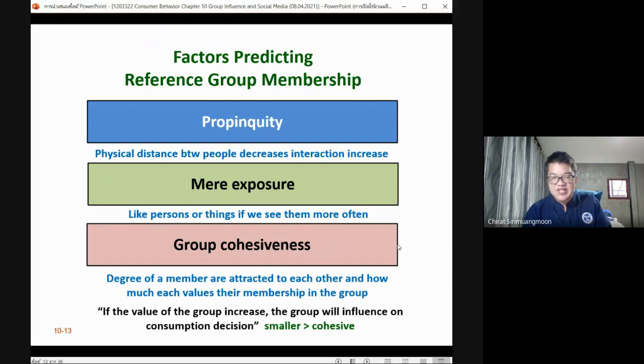Again, group cohesiveness is the degree to which you feel and share in the group, and also the value that you give to the group. So if you have a high position and high responsibility, you tend to have more group cohesiveness, and that is linked to group membership. They say if the value of the group increases, the group will influence consumption decisions. If you have all three factors, propinquity, mere exposure, and group cohesiveness, a lot, then you will have influence on consumption decisions. So if some people in that group use or do not use some product, it will affect you a lot because you are already a group member.